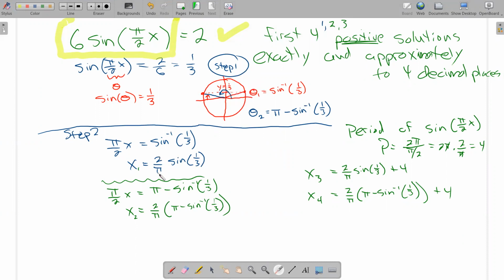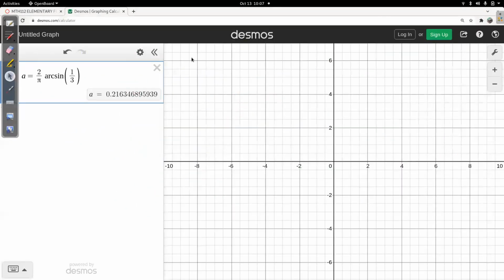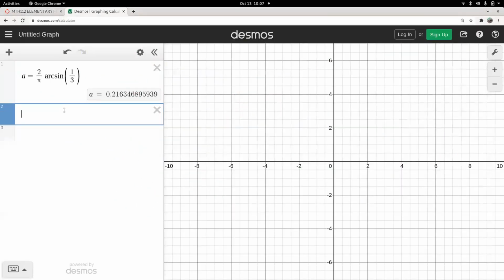So let's see, 2 over pi times the, oh, that should say sine inverse there. That's the problem. Sine inverse or arc sine. So that's my first one. That's my A. And my B, well, that was a little bit of work, so I guess I just have to type that one out.